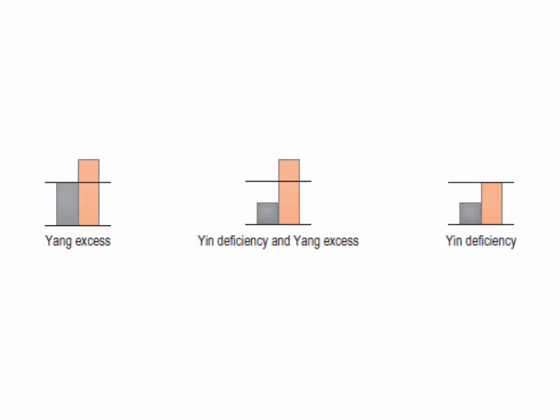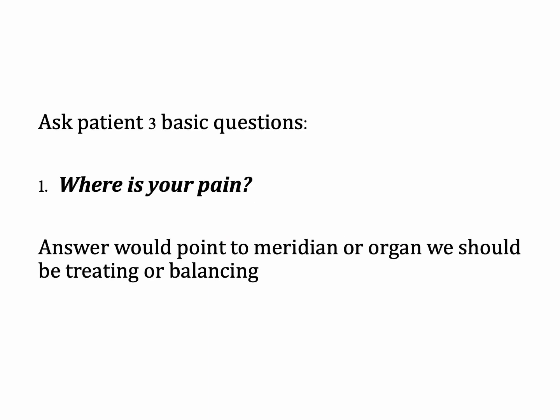As you can see, there are 3 yang dominant states. But how do we decide which of these 3 yang dominant states our particular patient is in? We should ask the patient 3 basic questions. Number 1, where is your pain? Answer would point to the meridian or organ we should be treating or balancing.